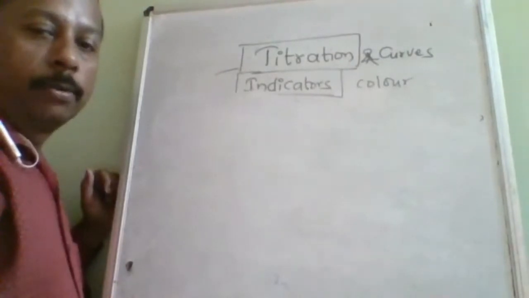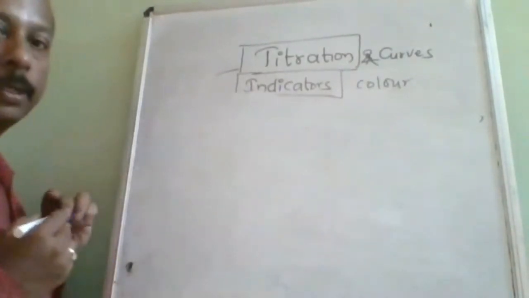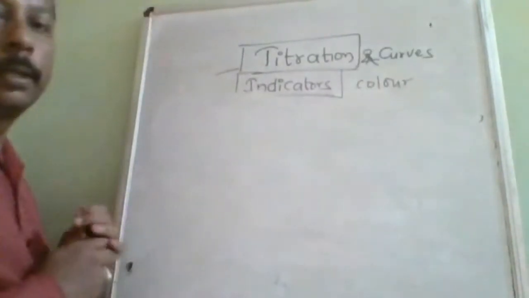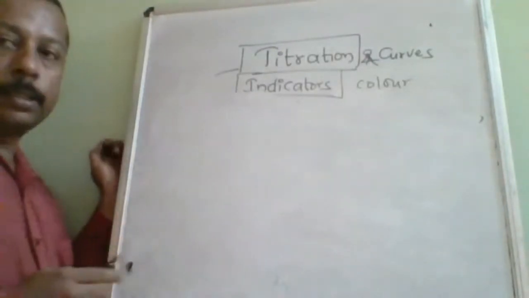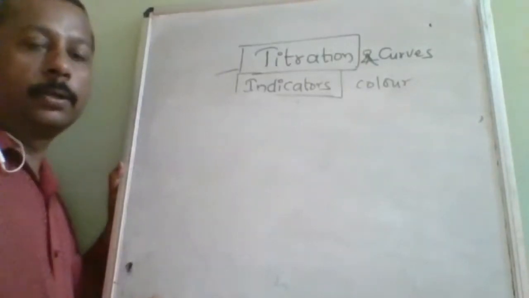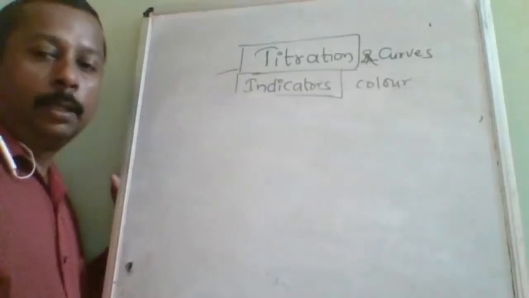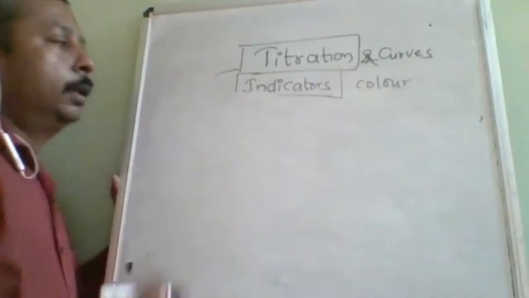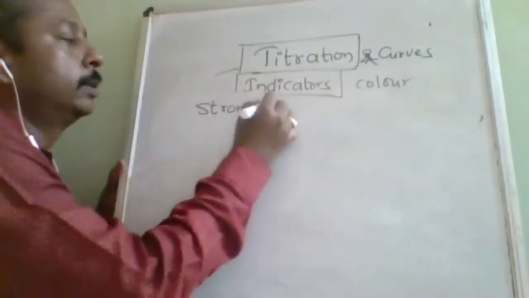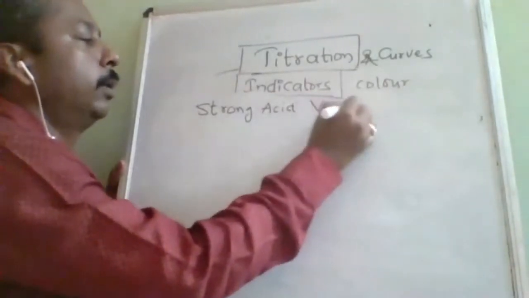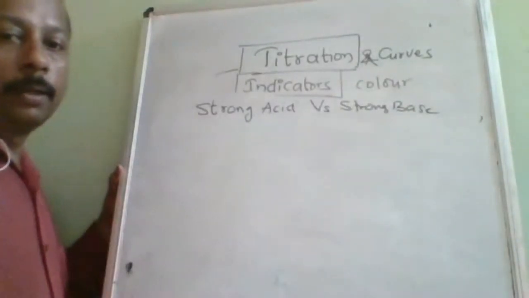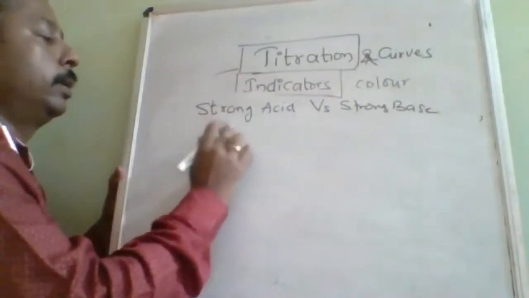Now we are going to start with the most important topic. What is that important topic? Titration curves. In the previous lecture I told you salts can be made by anything: strong acid, strong base, weak acid, weak base. So first, I am taking the example of strong acid versus strong base. That means I am going to find out the concentration of the acid, whose concentration is unknown.